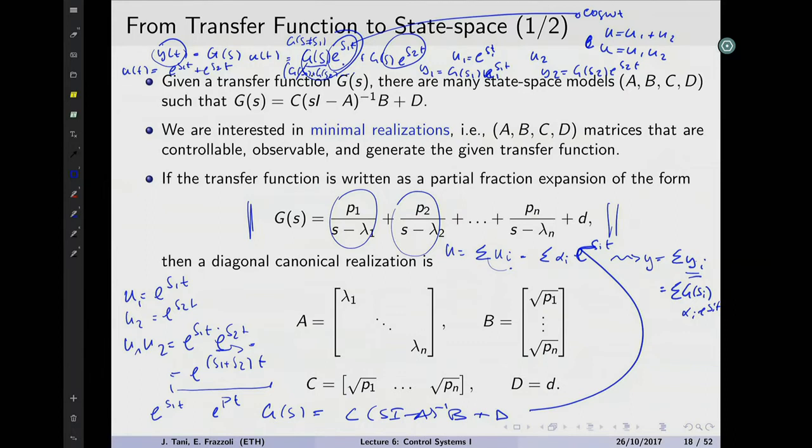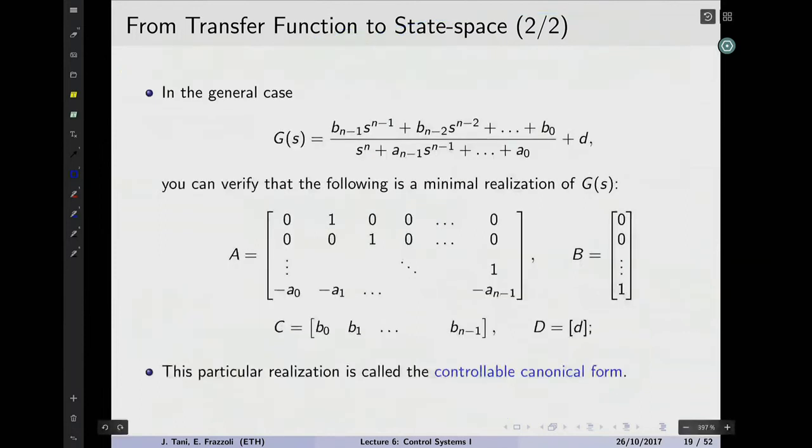I was saying that controllability and observability are two important properties. So, why not choose minimal realizations, that is, A, B, C, D matrices that match that specific transfer function that you're given? If you go and check the rank of the observability and controllability matrix, you get controllable and observable systems. So that's a very sensible thing to do.